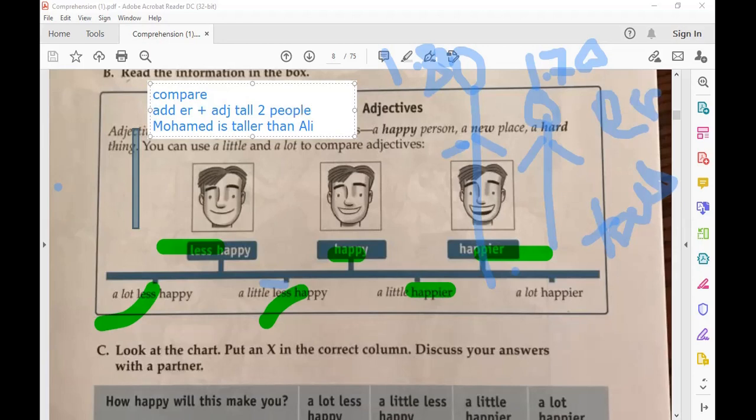Two people. So we are given two people and an adjective. Our adjective is tall. Okay. Here, how to compare between them? We add er to the adjective. And we add what? Than. So it's adjective plus er plus than. So person number one plus adjective plus er plus than plus person number two.